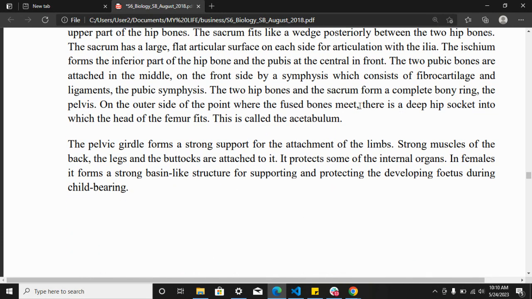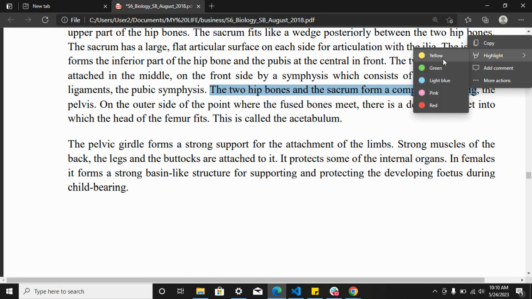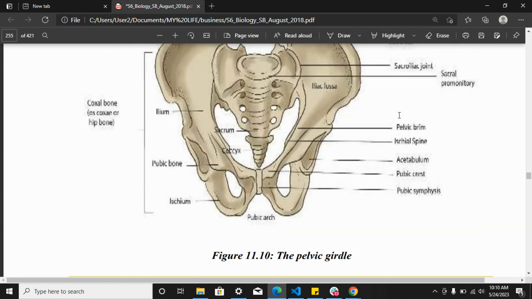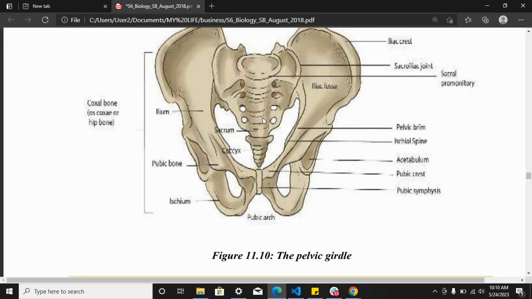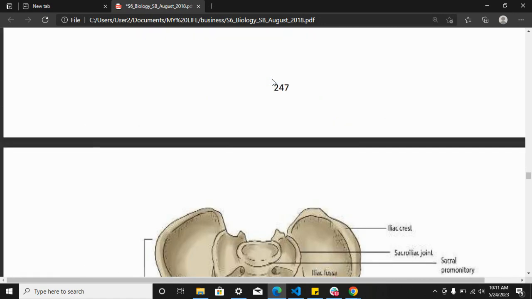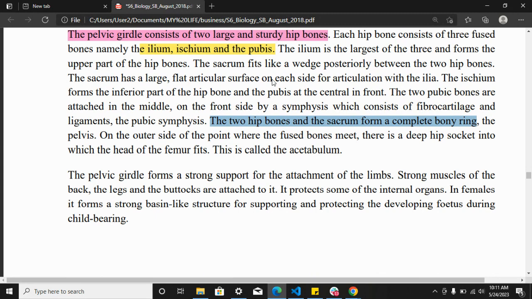Noneho outer side point, inyuma ya hip bone, the two hip bones and sacrum form a complete bony ring. Nuvuga ngo nkuko tubibona the hip bones ebyiri zikora the pelvis, n'imbere harimo the sacrum. Sacrum irimo hano inside, nibihurira hamwe turavuga ko biformye a bony ring. Hanyuma the bony ring niho hose hazabasha gusupportinga even the bones zizaba zifasheho ziri attached.